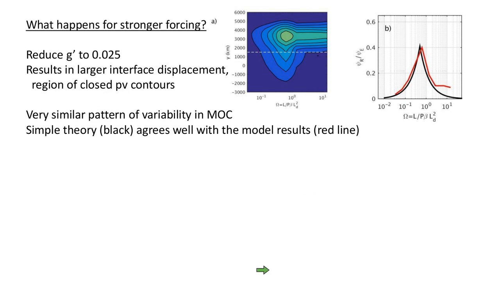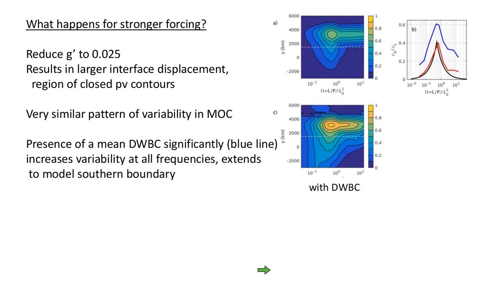The last thing I wanted to talk about, if I add a deep western boundary current, now I get this pattern, which is going to be compared with this. I get higher variability at all frequencies and at all latitudes. Now they even extend all the way to my southern boundary, so it's exchanging with the Southern Ocean. At the southern boundary latitude, it's this blue line, so you can see there's an enhancement all the way around.